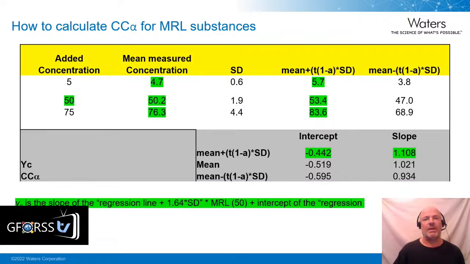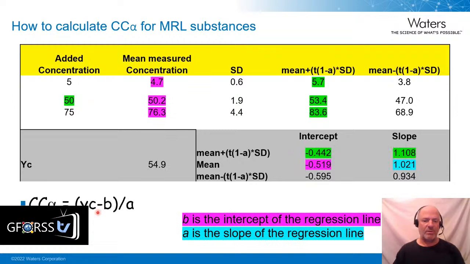However, it's a lot simpler these days to do these sorts of calculations on a spreadsheet. So we want to calculate YC, and it's the slope of the regression line plus the reproducibility times the MRL, which is 50 micrograms per kilogram, plus the intercept of that regression line. So we take the slope of the regression line plus the standard deviation, we take the 50 micrograms per kilogram, and we take the intercept of that regression line. We do that calculation and we find that YC equals 54.9.